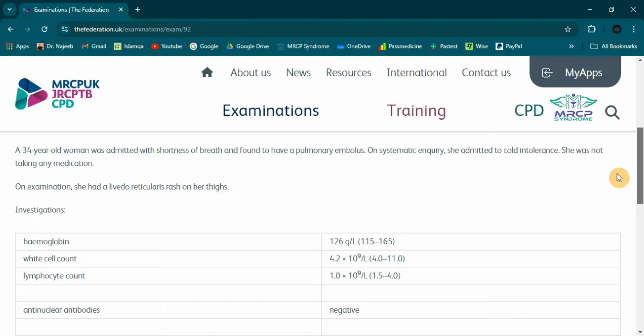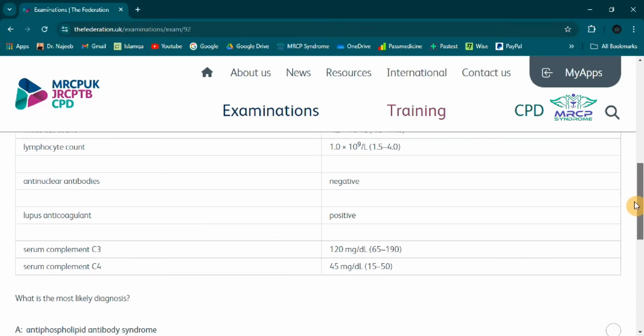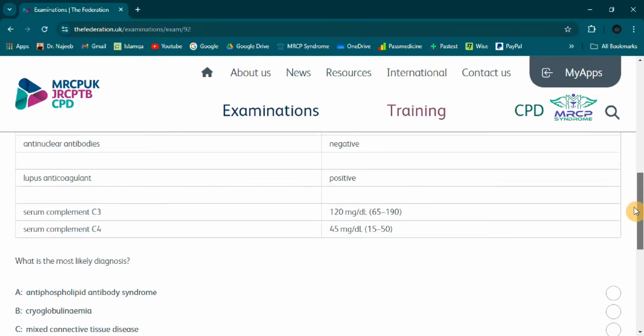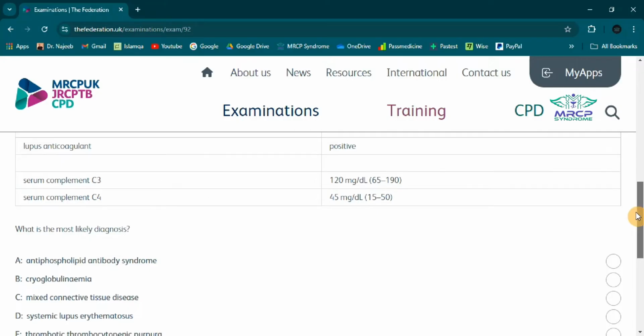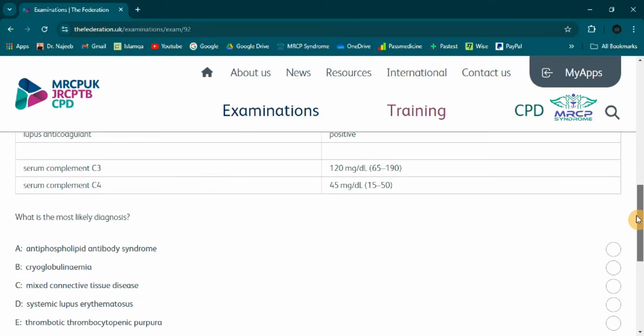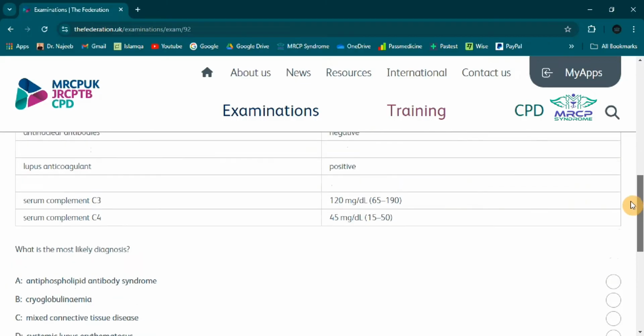So the clinical presentation of this patient with a history of pulmonary embolism, livedo reticularis, positive lupus anticoagulant, and normal complement level is most consistent with antiphospholipid antibody syndrome. APS is the most likely diagnosis here, and the patient will ultimately require long-term anticoagulation therapy to further prevent thrombotic events.